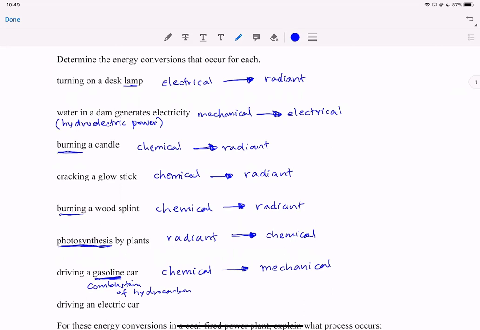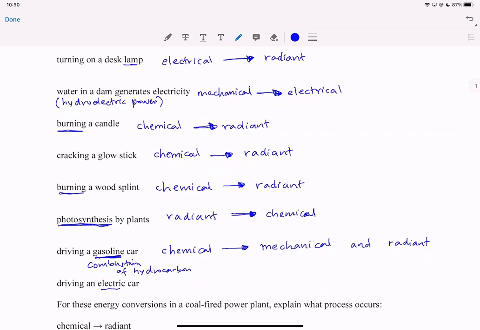When you are driving a gasoline powered car, if you've ever noticed, the engine gets hot. So you also get some heat. And what kind of energy is heat? Heat is part of the radiant energy. So you get mechanical energy and radiant energy out of the original chemical energy from breaking the bonds of gasoline in the combustion reaction.